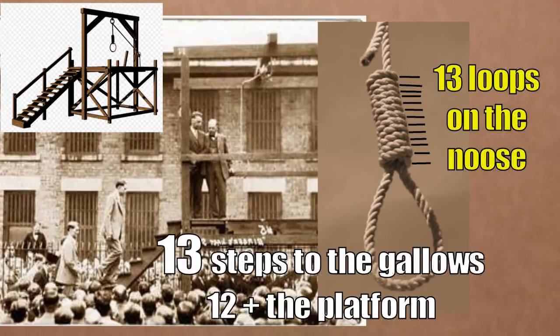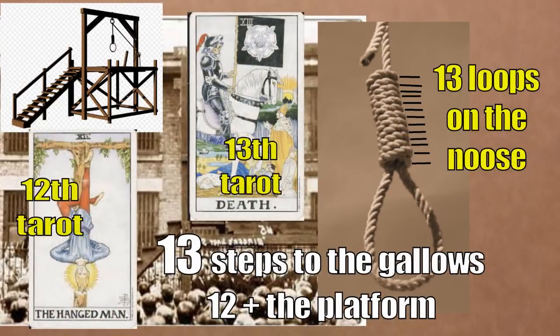This connection between hanging and death can also be seen in the tarot cards. Much like the 13 steps to the gallows and the 13 loops on the noose, again 12 steps plus the platform being the 13th. It's interesting that the 12th tarot card is called the Hanged Man, while the 13th tarot card is Death. So we see in different traditions and different cultures this importance of the number 13 in a symbolic sense.